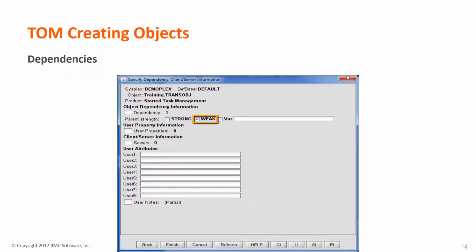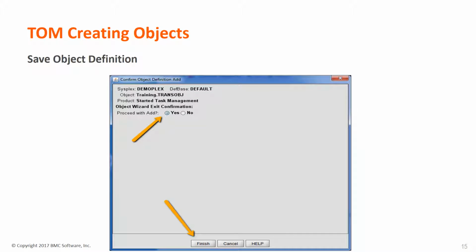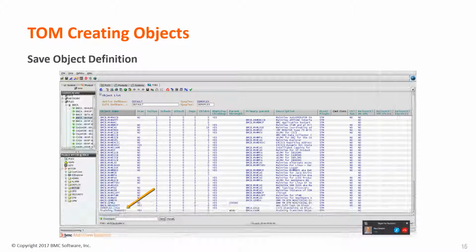Since this is a transient object and not a normal started task, we can have a dependency of weak, so that means that the children don't need to wait for the parent to come down. And once we've completed building our object, we'll select Proceed with Add Yes and click the Finish button. And you can see here down at the bottom, our training.trans.obj has been added to our definition base.